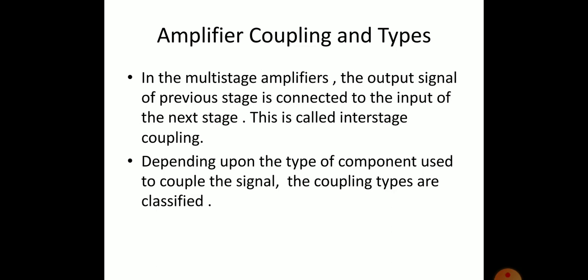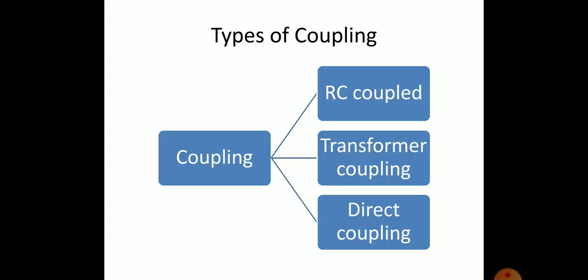Depending upon the type of components used, we have to couple the signal. So we have different types of couplings. These are the different types of coupling. We have RC coupled, transformer coupled and direct coupled. So RC will have resistors and capacitors. Transformer coupling will have a transformer, which is used for coupling one stage to another stage, and then we have direct coupling.